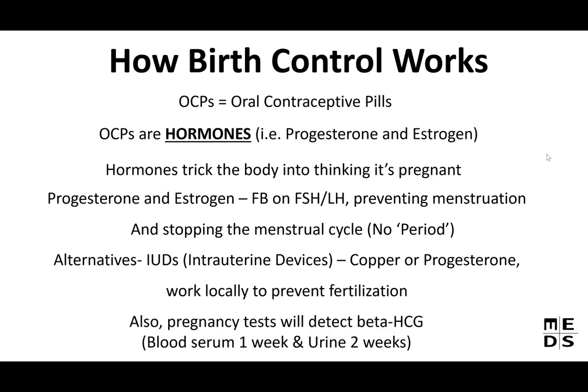And also with pregnancy tests, they can detect beta HCG. That's actually what they're looking for. If you do it in blood and you get pregnant, it takes about a week for it to show up in blood, and then in urine, it takes about 2 weeks. So I just wanted you guys to know the timeline on that.